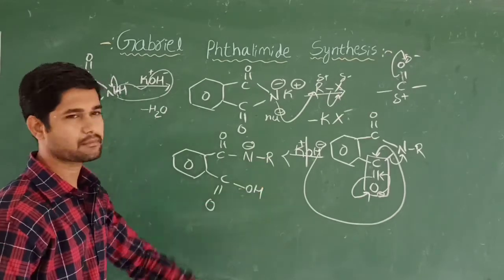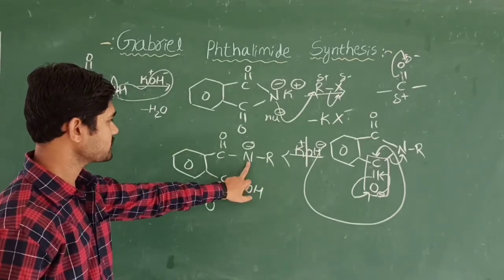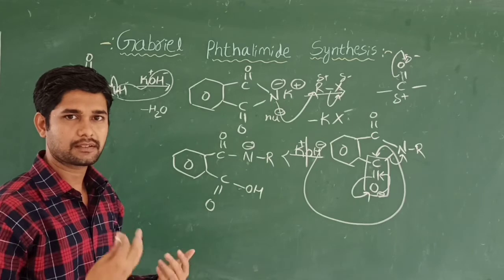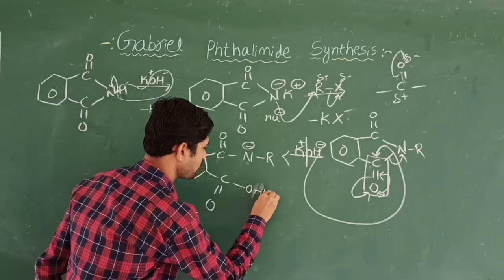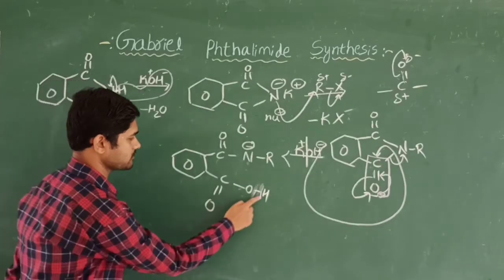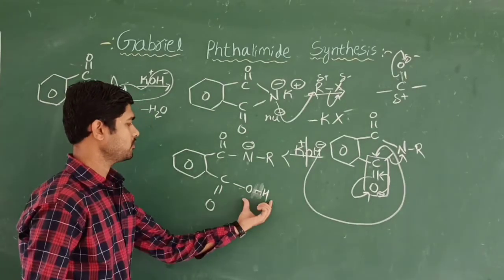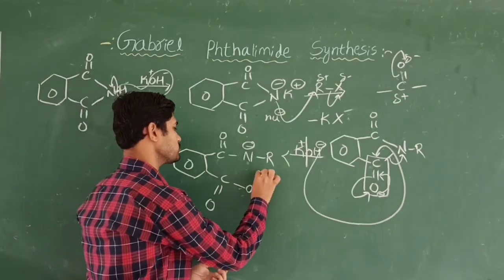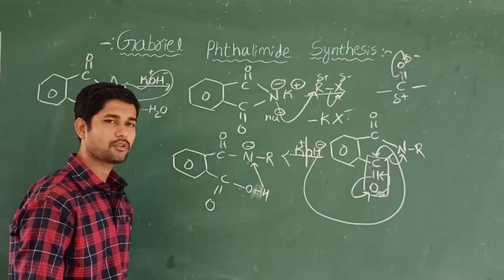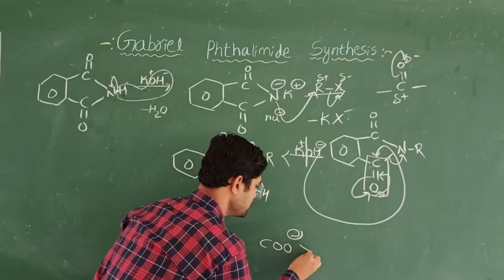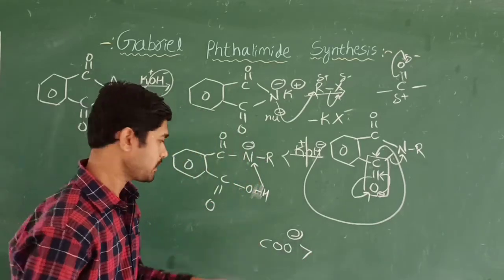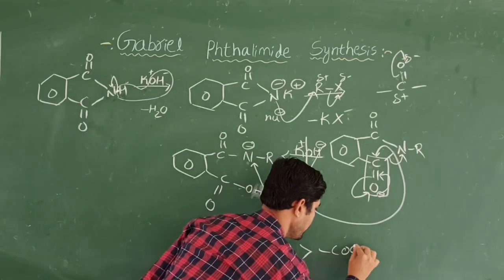Okay, now it becomes N minus. So this N minus is now in a position to take the hydrogen. This step is called hydrogen shift. So here what happens? This hydrogen goes to this nitrogen atom because you know that always C double bond O minus will be more stable than the COOH.